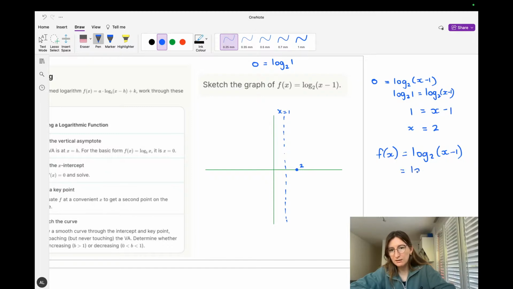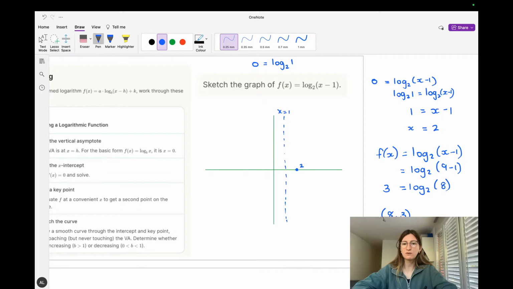Let me just write that again. Log base 2 of 9 minus 1, that's going to give me log base 2 of 8, which is just 3. So that's a really nice coordinate. 2 to the power of 3 gives me 8. So I can have my x as 9 and my y as 3. So that's a nice coordinate. I could have used any others. I could use maybe 5. 5 minus 1 gives me 4. So that would be 2 to the power of 2 gives me 4. So when they say a convenient x, they just mean something that's nice and easy to calculate by hand without a calculator, if you don't have one.